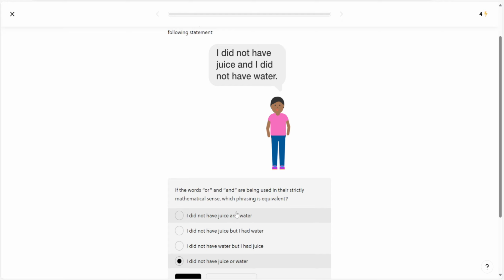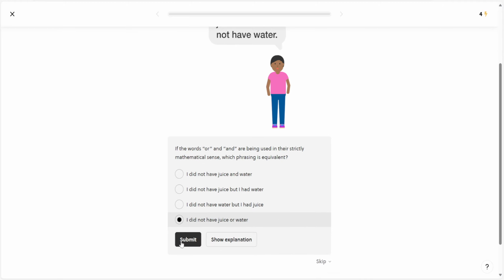I did not have juice and water. And this is, I did not have juice and water. It's basically saying I did not have a mixture of juice and water, or I did not have them both at the same time. Where this is, I did not have juice and I did not have water. So that is, I did not have juice or water. So yeah, I think it's this one.